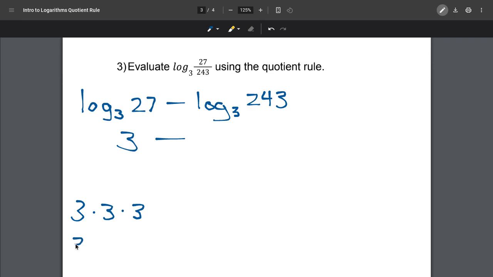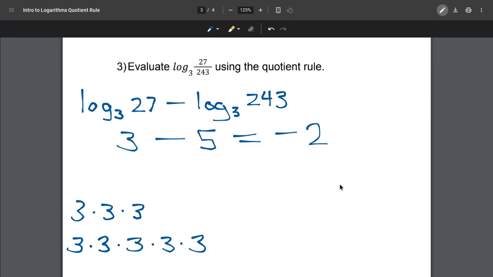Let's multiply our 3's together till we get 243. So 3 times 3 is 9. Times 3 again is 27. Times 3 again is 81. Times 3 again is 243. So it's 1, 2, 3, 4, 5 3's. So 3 minus 5, so that equals -2. Okay, so we evaluated that using the quotient rule.